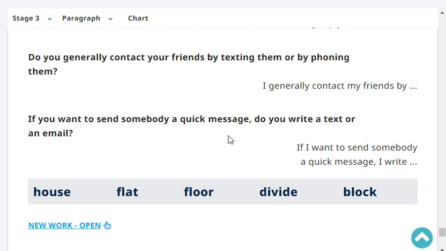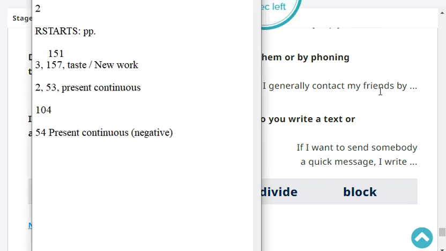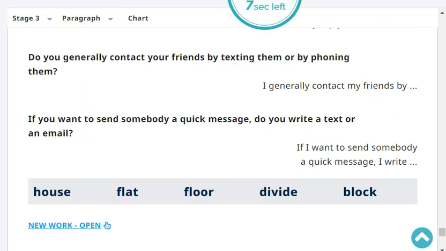If you want to send somebody a quick message, do you write a text or an email? If I want to send somebody a quick message, I write a text. Very good. Okay, so we stop there for today.